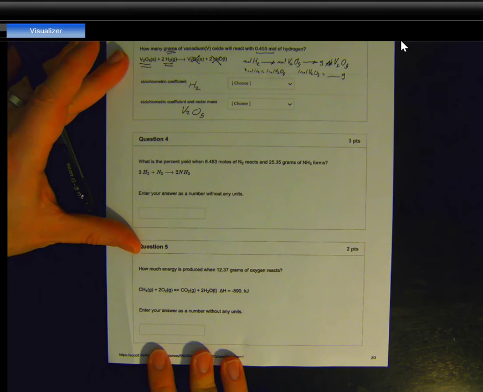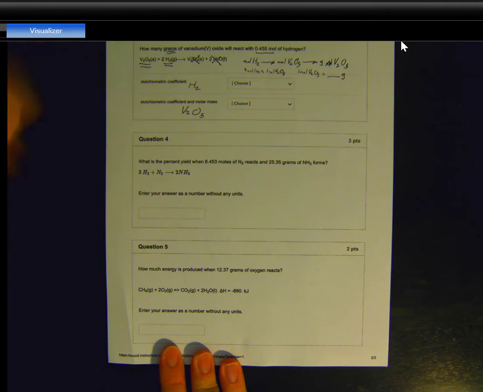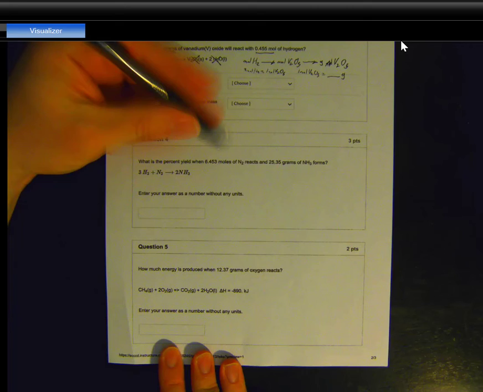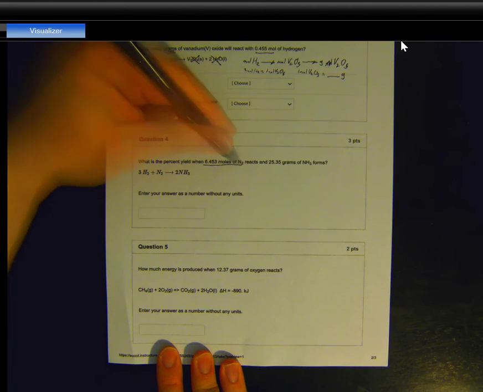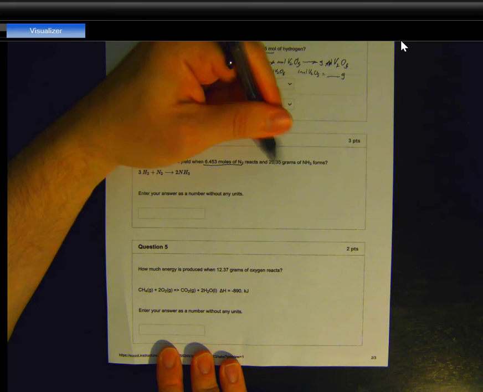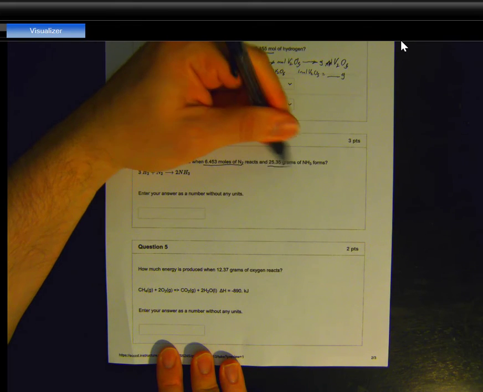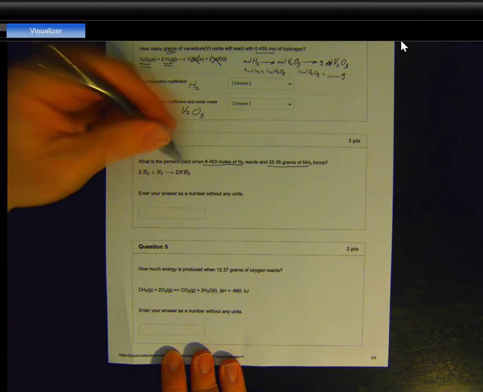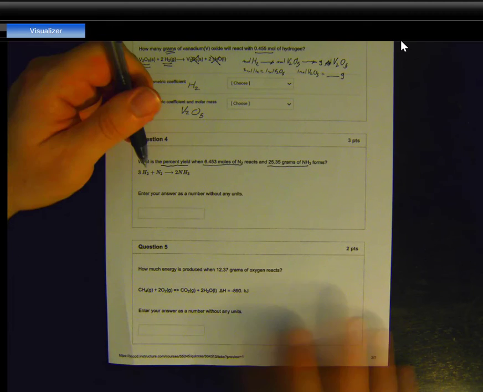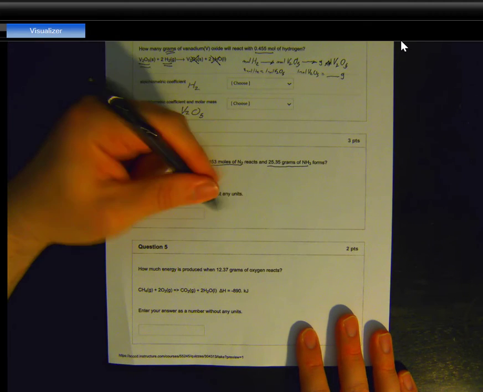Okay, so moving on to question 4. The question is, what is the percent yield when 6.453 moles of N2 reacts and 25.35 grams of NH3 forms? Okay, so this is a percent yield question. So first of all, I think I'll put this down here.